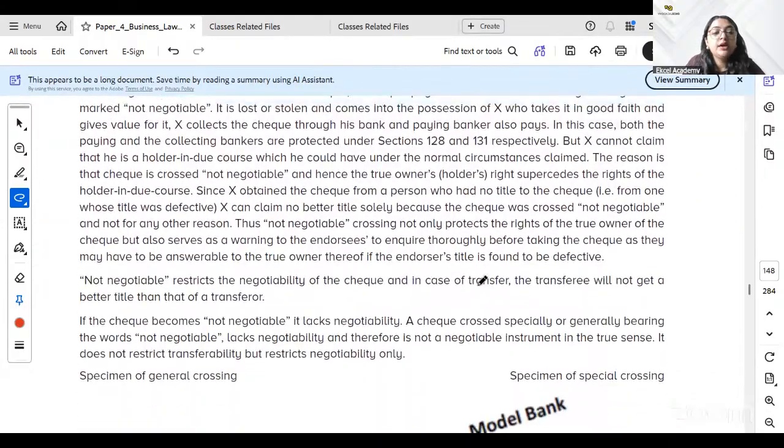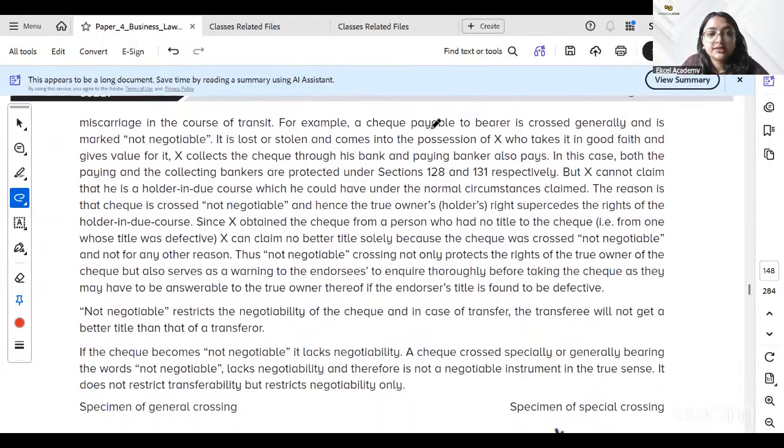Now you have an example here. For example, a check payable to bearer is crossed generally and is marked not negotiable. It is stolen or lost and comes into the possession of X, who takes it in good faith and gives value for it. X collects the check through his bank and the paying banker also pays. In this case, both are protected. Why? Because they are doing it in good faith.